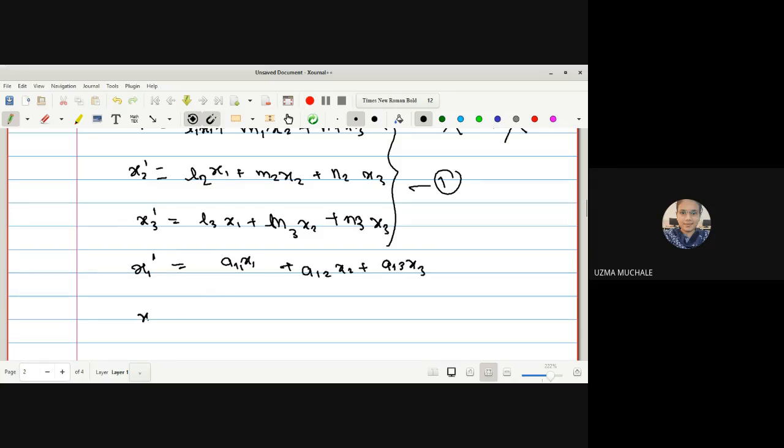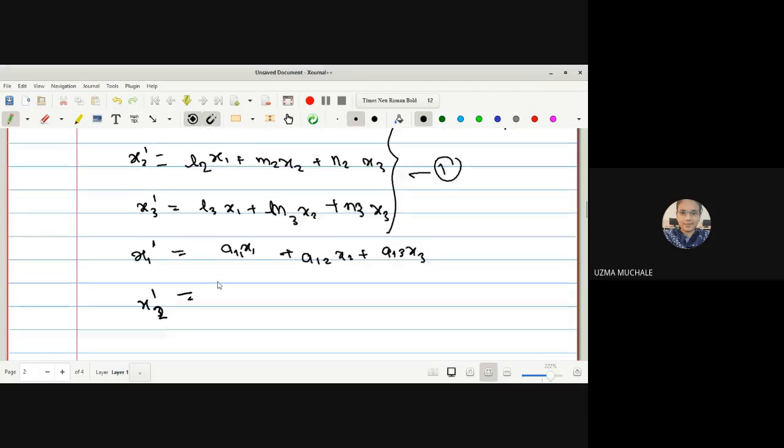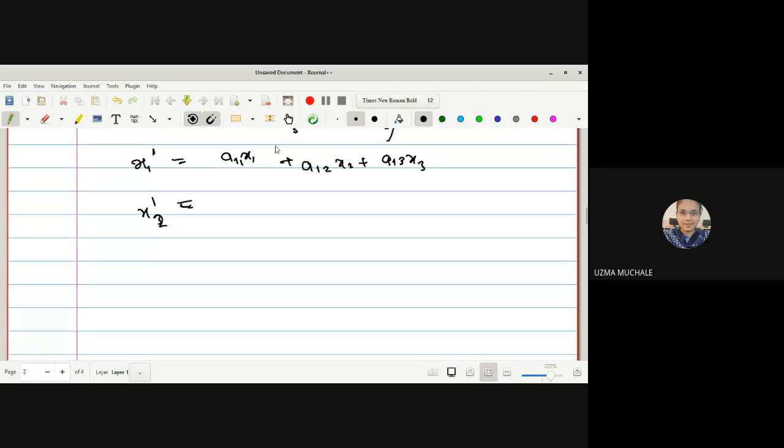Similarly, I can write the next, x2 dash, equals... Why am I writing like this? So that I can write it in the form of a matrix, a11, a12 and so on. So a21 x1 plus a22 x2 plus a23 x3. Next is x3 dash equal to a31 x1 plus a32 x2 plus a33 x3.